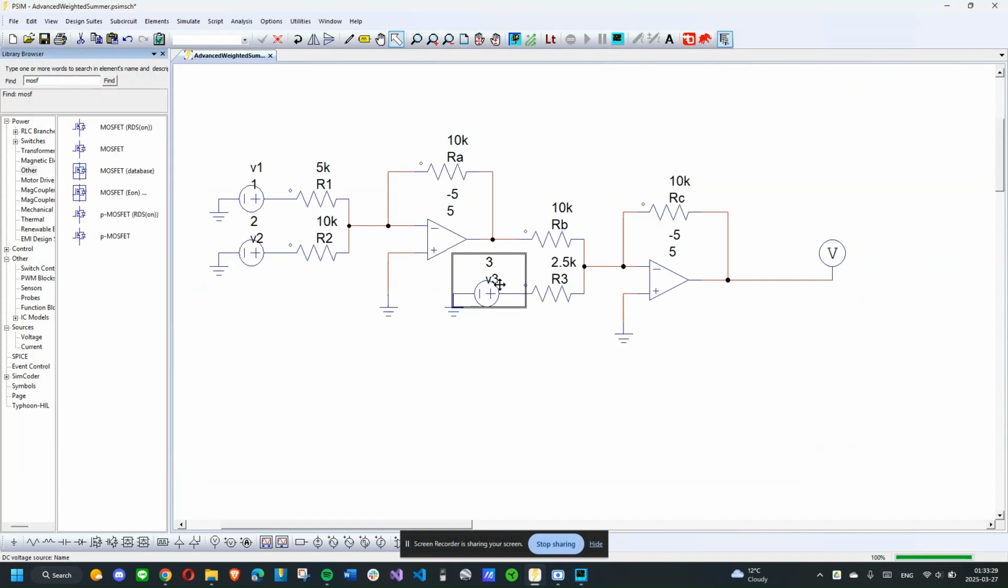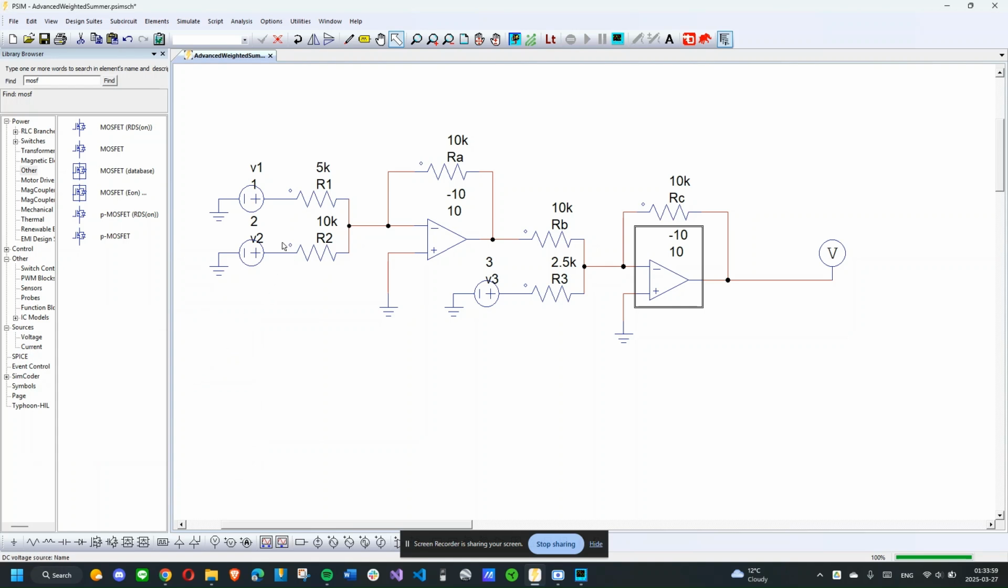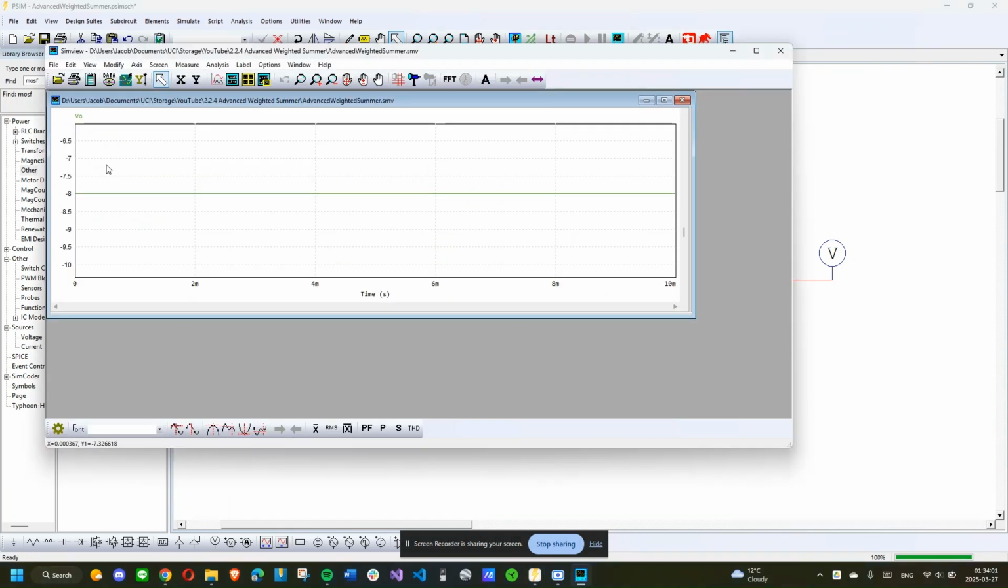And the reason is because the power supply limits our op amp output swing to between 5 and negative 5 volts. Since our output should be negative 8, if I increase the power supplies to between 10 and negative 10, then now we can achieve the output of negative 8 volts.